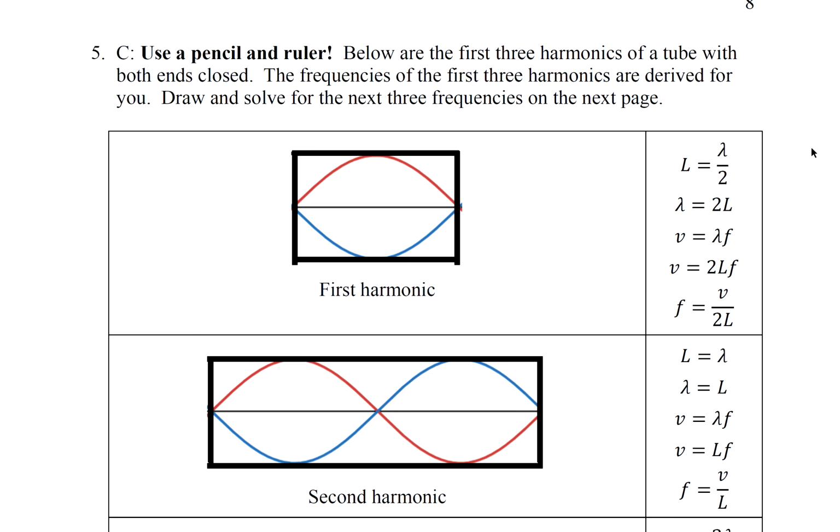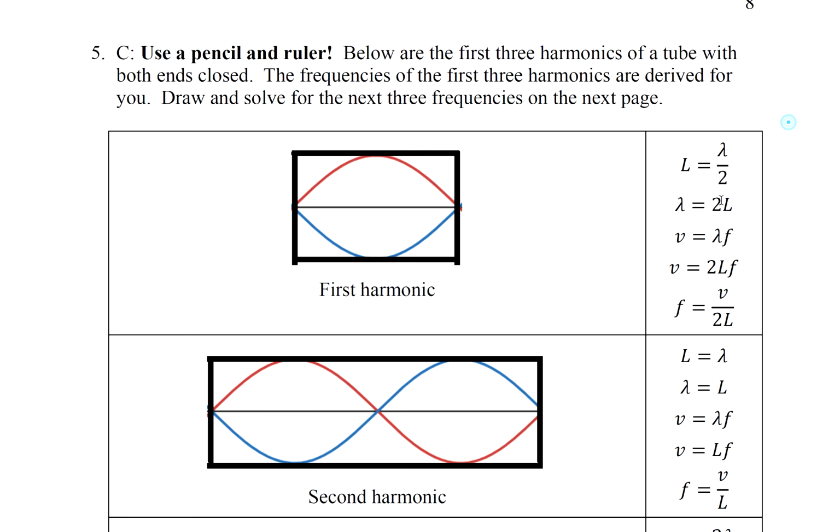Question 5. Below are the first three harmonics of a tube with both ends closed. The frequencies of the first three harmonics are derived for you. Draw and solve for the next three frequencies on the next page. So remember, if it's a closed end, we're going to have a node. So it looks like this for the first harmonic. So L, the length of this tube, has 1/2 wavelength.